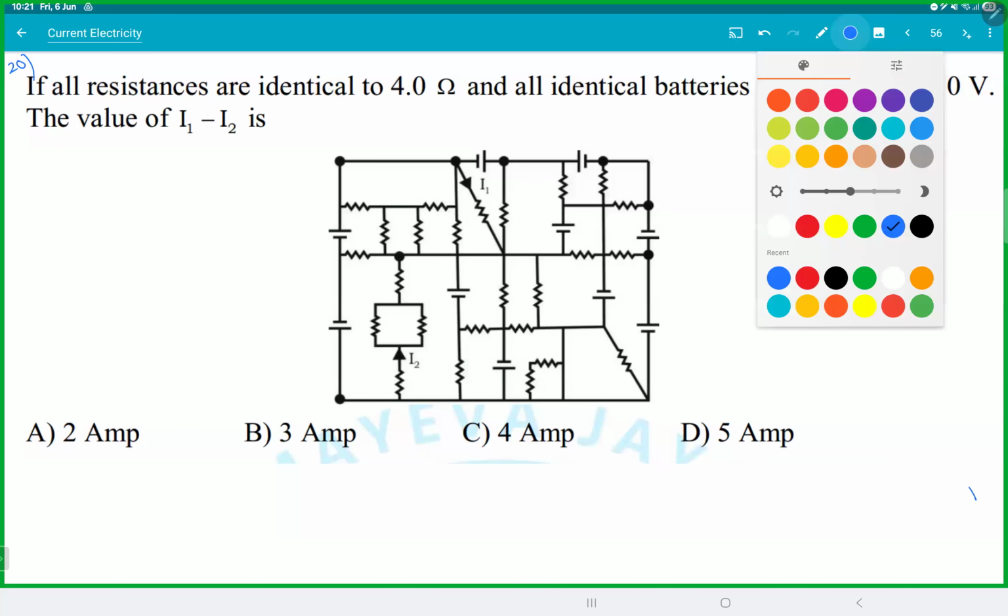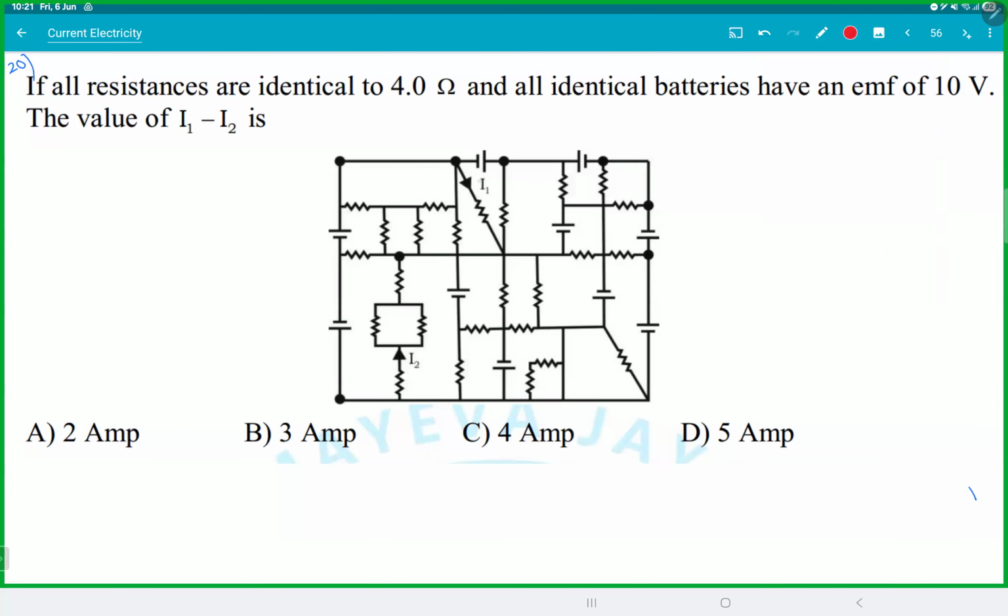There we have two currents here. This guy is I1. This current here is I2. The question is find I1 minus I2. All resistors are 4 ohms and all batteries are 10 volts. Get the maze. We have done this in capacitors. All resistors are 4 ohms and all voltages are 10 volts.